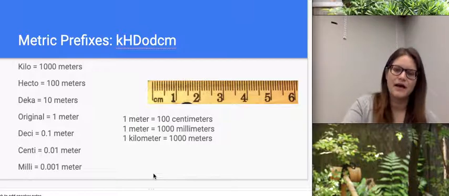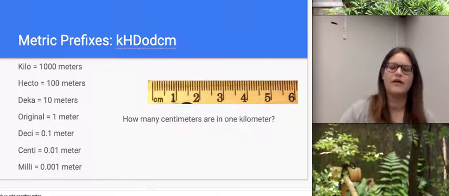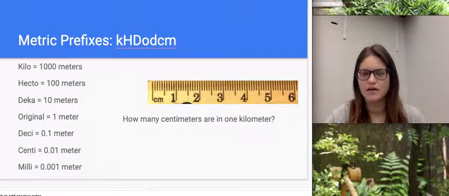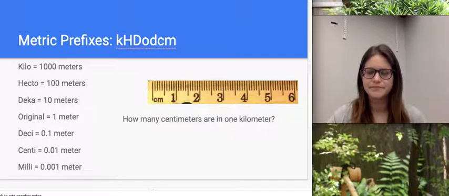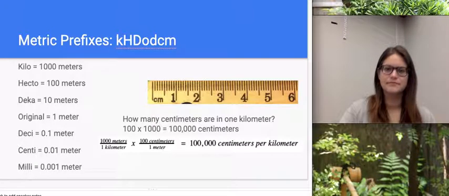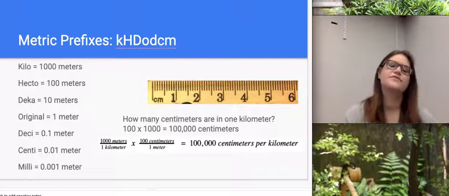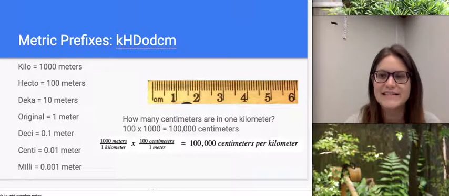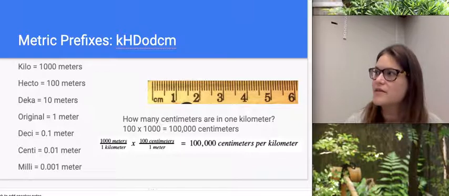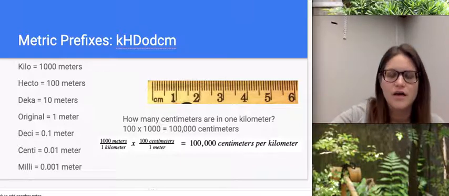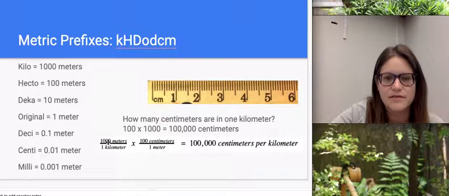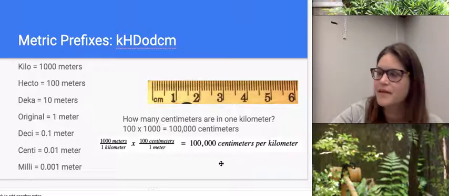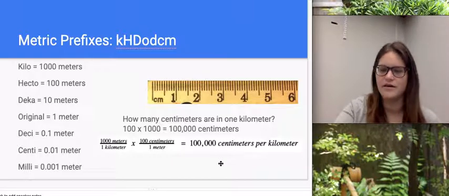So knowing that, I would like to know if you can figure out how many centimeters are in 1 kilometer. Okay, so if there's 1,000 meters in 1 kilometer and 100 centimeters in 1 meter, then to find that total, you would do 1,000 times 100, which gives you 100,000 centimeters per kilometer. And that is it for our notes on units and measurement.